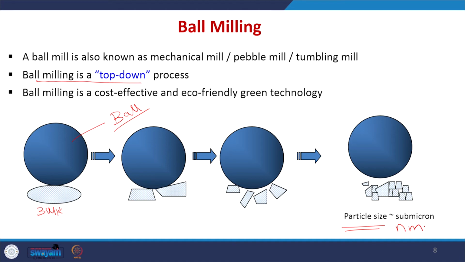And this ball milling is a cost effective technique, and it is an eco friendly green technology, because we are not going to use any toxic chemicals for preparing these nano materials, and at the same time it will not consume much energy. So, that is the advantage of this technique.